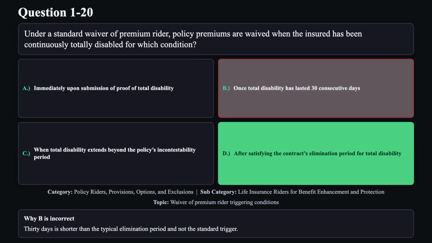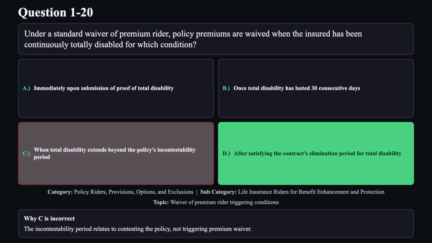Reason B is not correct. 30 days is shorter than the typical elimination period and not the standard trigger. Reason C is not correct. The incontestability period relates to contesting the policy, not triggering premium waiver.